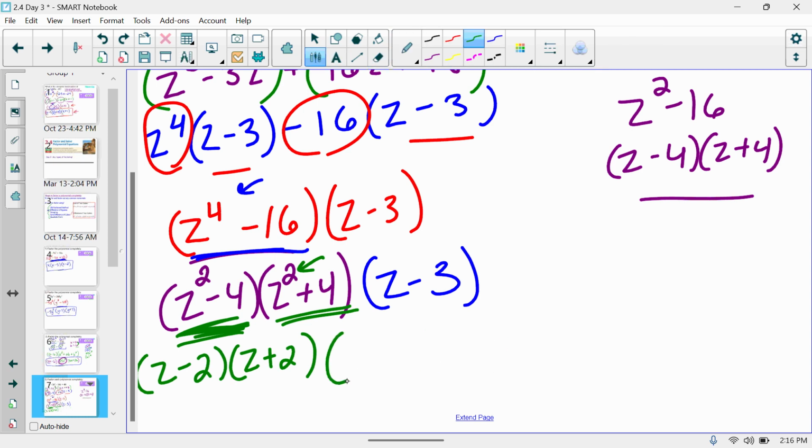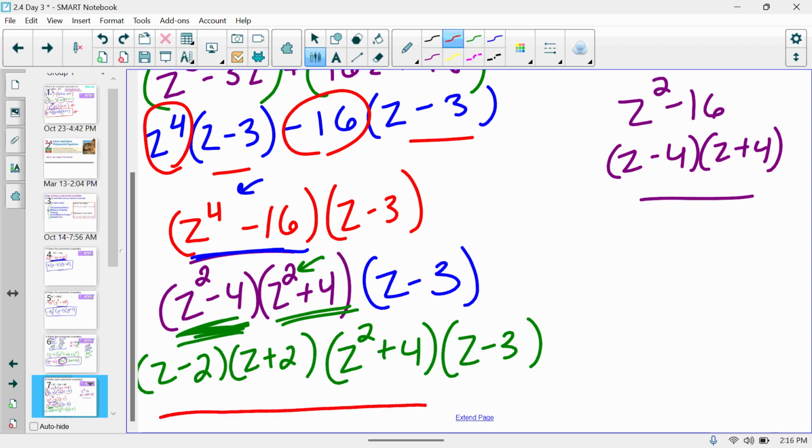If you're not sure, you just have to play with it for a little bit and see, but you're not going to find anything. And then again, z minus 3, that's already degree 1. There's nothing you can do with that. This is finally the final answer.